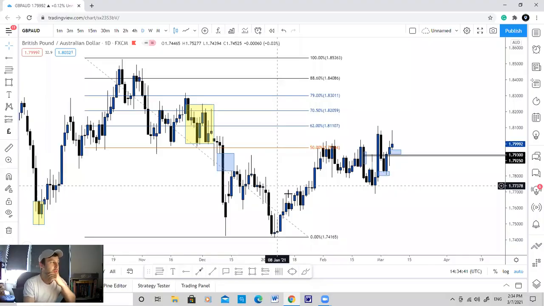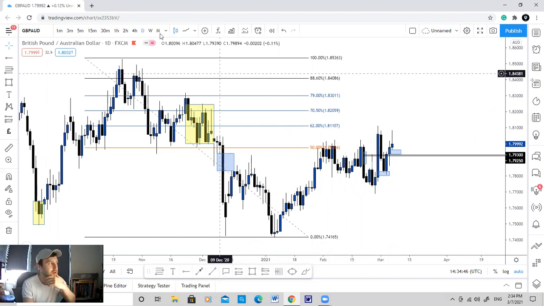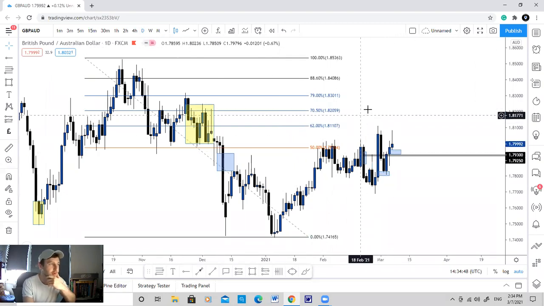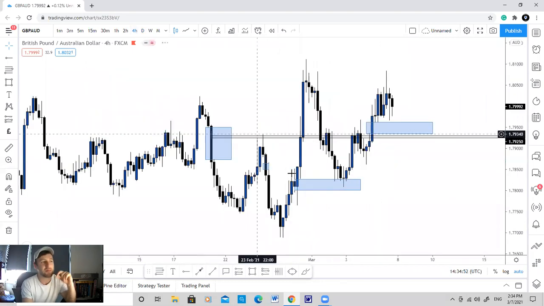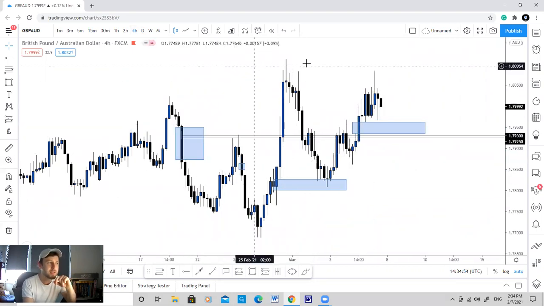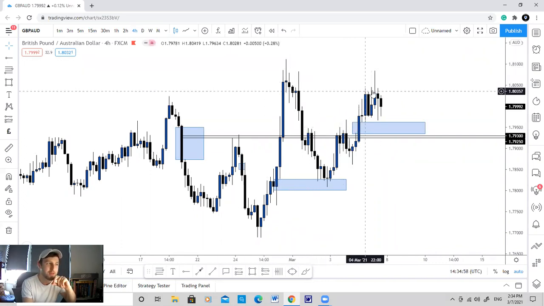Okay, guys, just another one. This is the pound Aussie. I am expecting price to just come a bit higher. If you look on this daily time frame here, I still think price has got to come a little bit higher, maybe towards the 183 level. If I come down to the 4 hour, what I'm seeing is a lot of liquidity is going to be building up here.